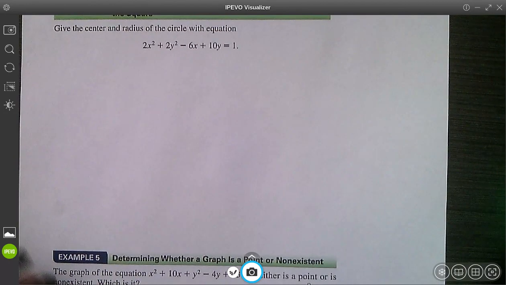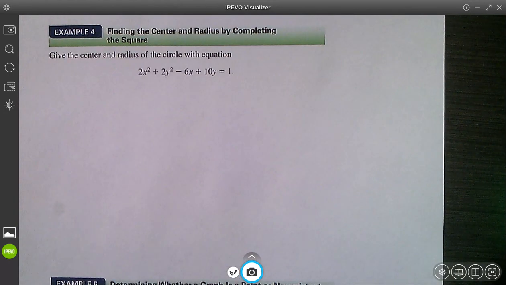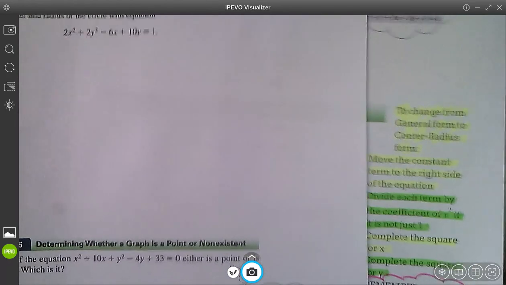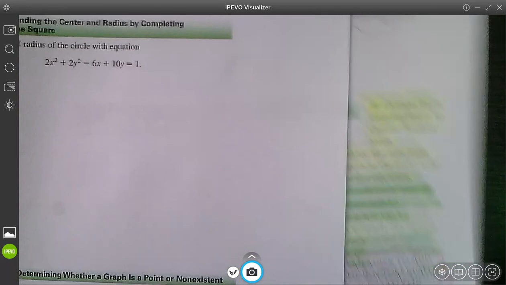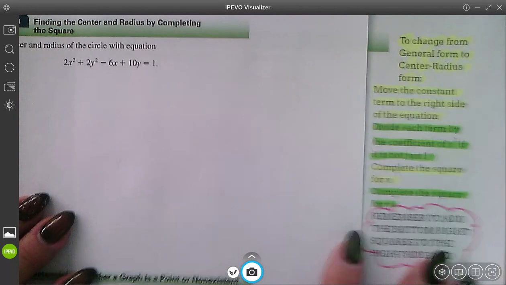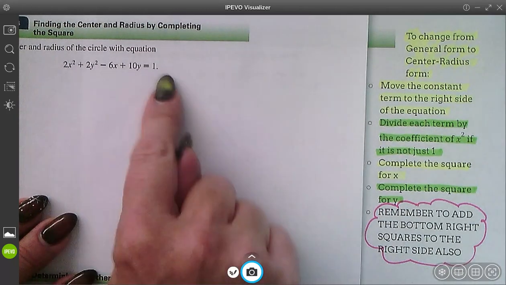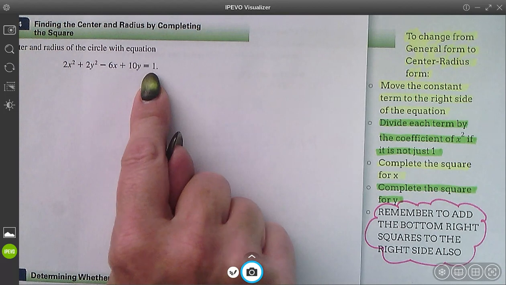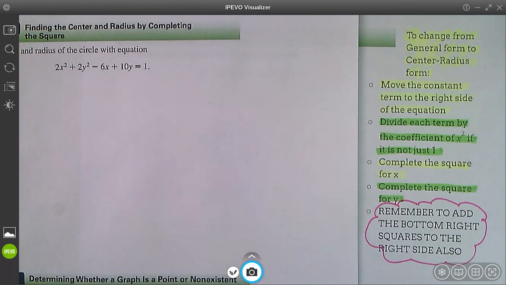All right, let's practice that again, but this time we have a number in front of the x. So I kind of want to keep these steps right here. The first thing I have to do is move the constant term to the right side of the equation. Well, it is already over there. So step 1 done. Second thing I need to do is divide each term by the coefficient of x squared.